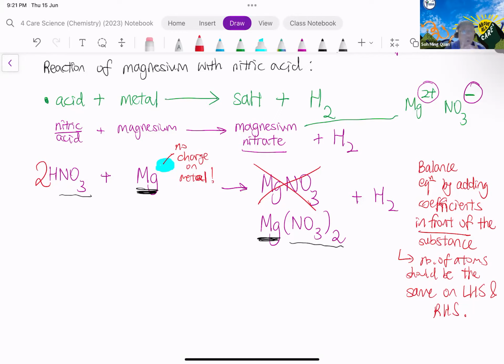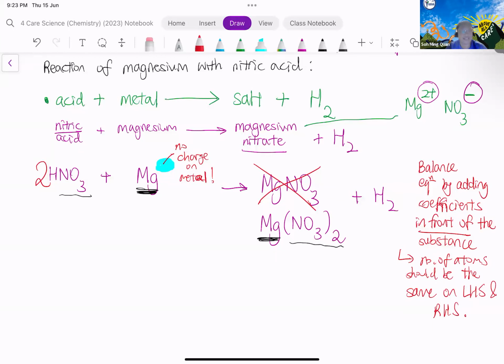So like I said, don't make the mistake of assuming there's 1 of each ion. Make sure for magnesium nitrate, the salt, you must write out the charges and ensure the positive and negative are cancelling each other out. Once the formula of magnesium nitrate is correct, then you proceed to balance the equation by adding coefficients in front of the substance, with the purpose of ensuring the number of atoms is the same on both sides of the equation. Okay?